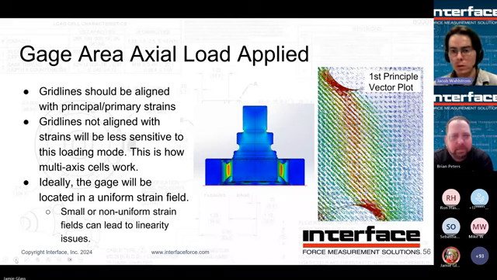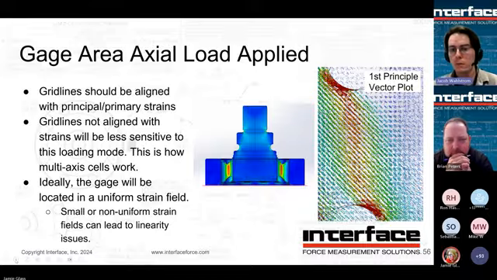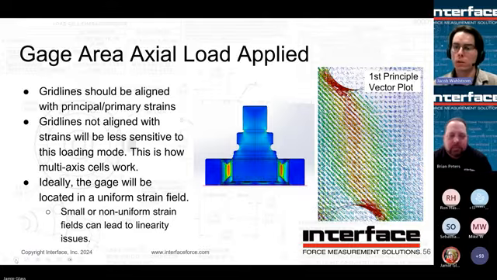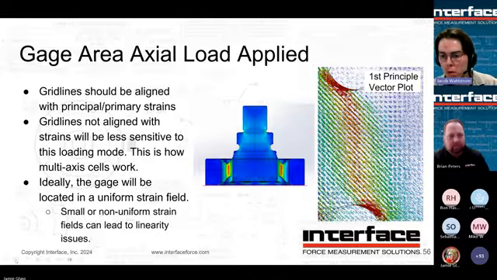All right. So switching over to putting the gauge on the flexure or the spring, you're going to want to make sure that your grid lines are aligned with the strains that you're trying to measure, that you're trying to correlate to the force. So grid lines not aligned with the strain will be less sensitive to that loading mode. So that can cause nonlinearity and other performance issues, but it also is how multi-axis load cells work, where some gauges or the bridge that's wired with those gauges are more sensitive to certain loading modes than others, and that's how you get a multi-axis cell. And then I think we have an animation coming up here. Could you click to the next?